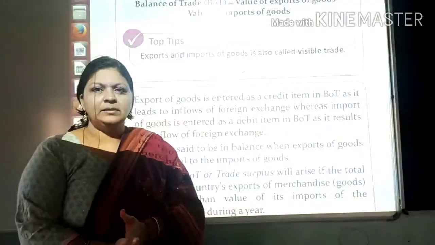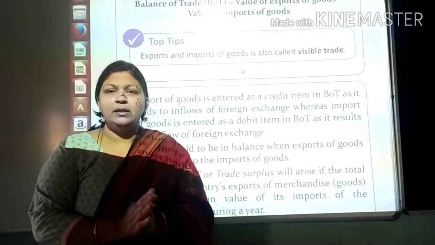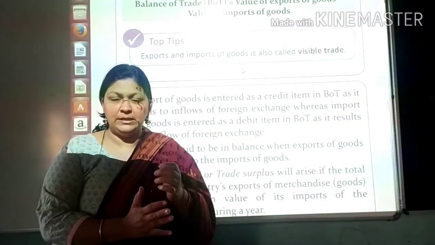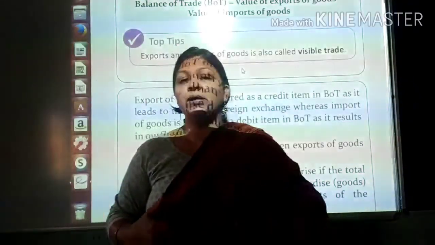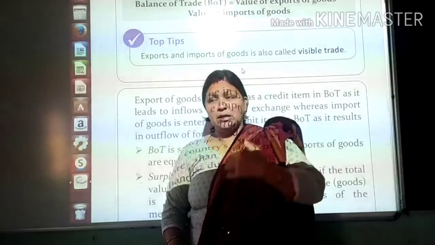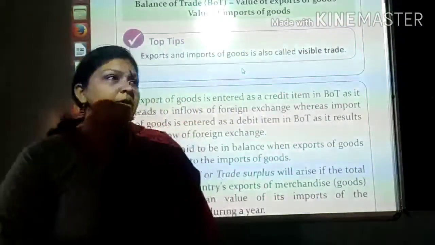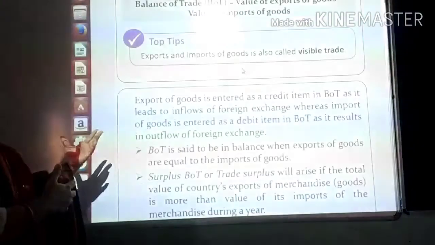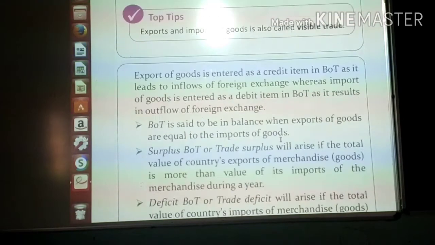Good morning everyone. Today we will continue our chapter, that is the balance of payment. In the balance of payment we already saw what the balance of payment is, what the current account is, what the capital account is, and what the BOT is and what the components of the current account are. Today we will continue this chapter with a short recap of the previous session.